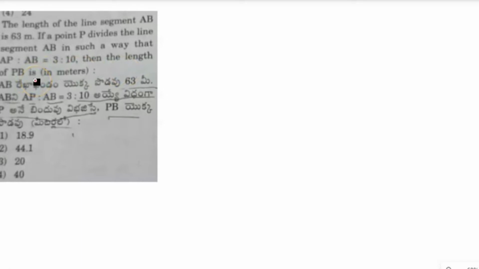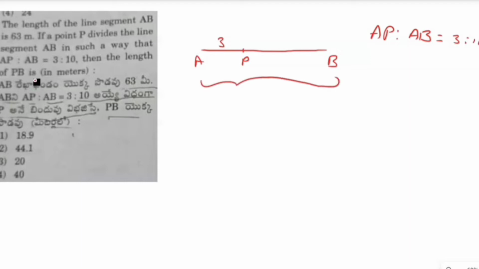Okay, let us see here. We have a line segment AB. Let us draw a line segment AB for better understanding. There is a point in between A and B which divides this line in the ratio 3:10, this is P. AP is 3 units. Given AP is to AB, not PB, AP is to AB is 3:10. The meaning is AP is 3 units and this total distance AB is 10 units.